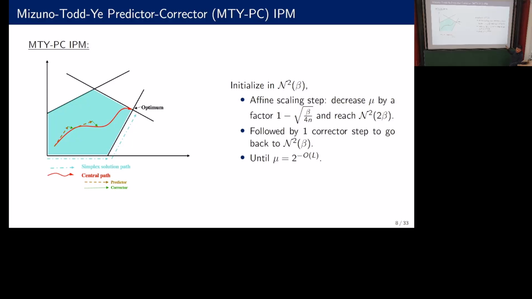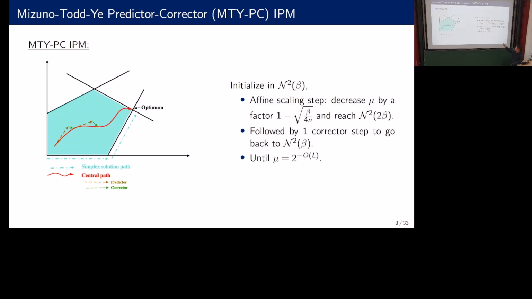So you initialize at some point in the L2 neighborhood, and then you take an affine scaling step to reduce the duality gap by a factor of 1 minus square root beta over n. Then you slightly deviate further from the central path, and then you take a corrector step to go back to the original L2 neighborhood, and then this creates this zigzagging path shown in brown and green along the central path until you hit the optimal solution.